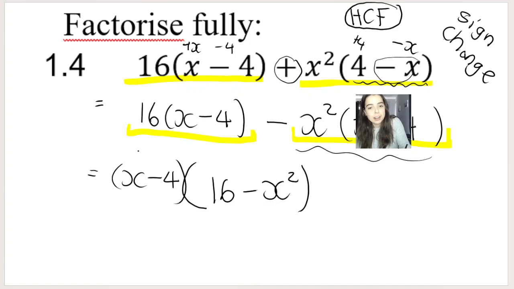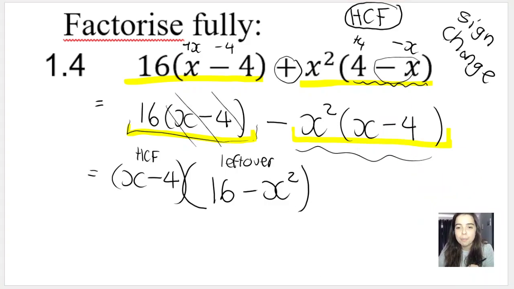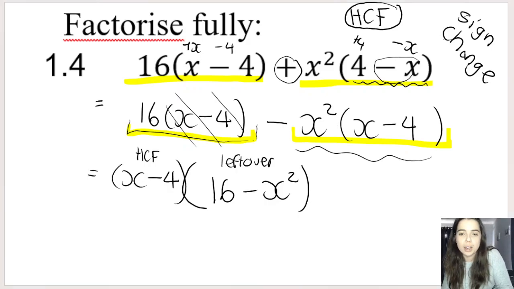So we've taken the bracket out. This is our highest common factor. And this bracket over here is what I call my leftover bracket. I divided the first term by the bracket. That got rid of that bracket. I divided the second term by the bracket, by my highest common factor, and it left us with x squared.